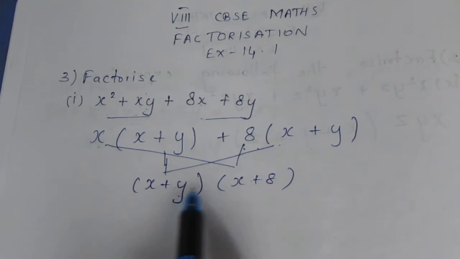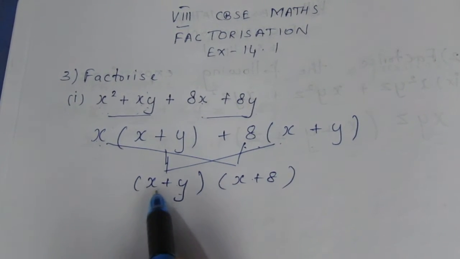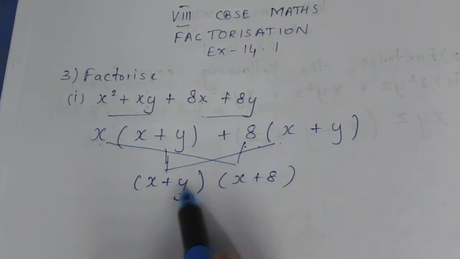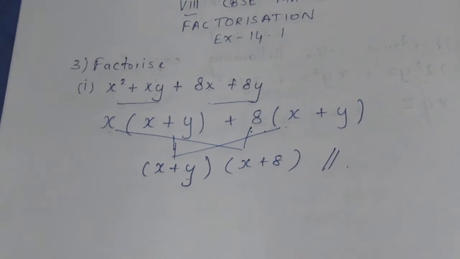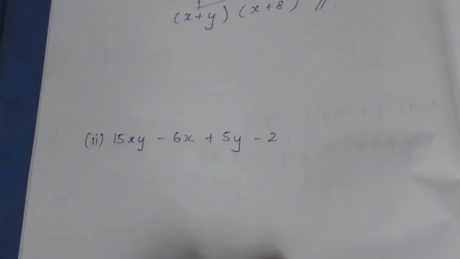So factorize means we need to write it as a multiplication. This is multiplied with this. So we have factorized the given polynomial. This is your final factorization answer. We'll move on to the next sum.